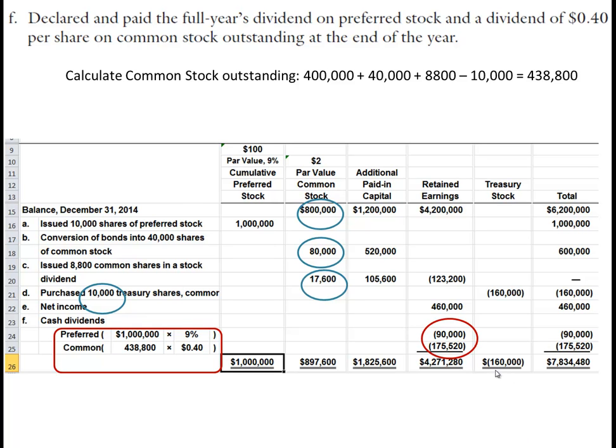So we will be paying cash dividends on 438,800 shares, which if you take the 438,800 times 40 cents, you get the 175,520 under the red circle. And then we also have to calculate our preferred dividends. Remember, our preferred dividends are our number of shares outstanding, which is 10,000 shares, times our par value, times our percentage. And that comes out to be $90,000. You'll notice in this transaction that those are subtracted out of retained earnings because retained earnings is decreased by cash dividends and stock dividends, and it's increased by our net income.